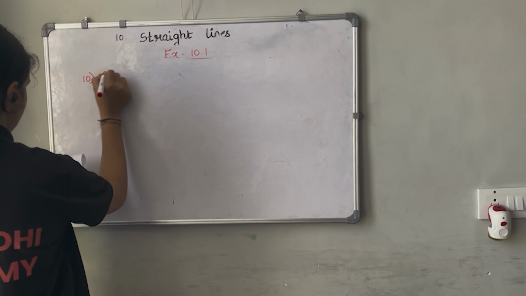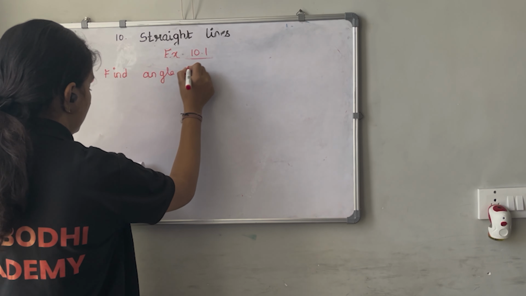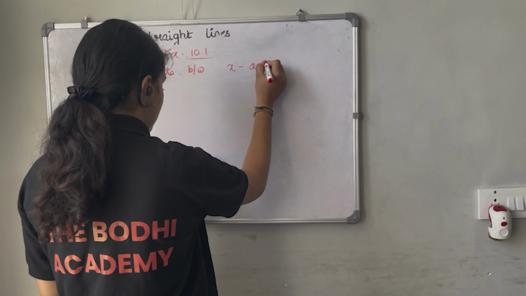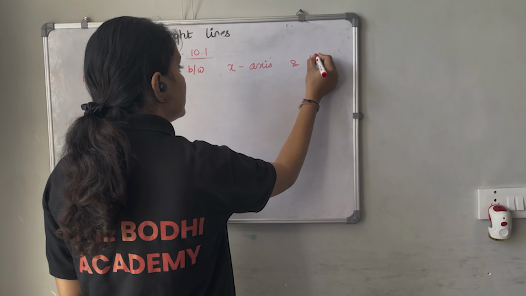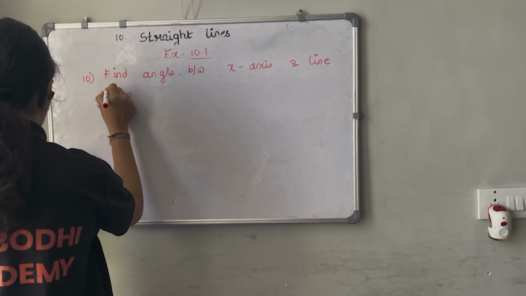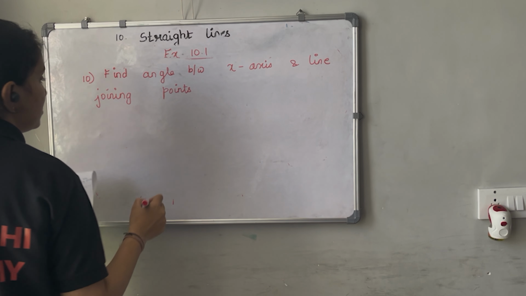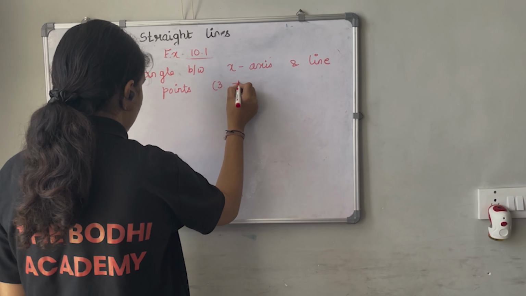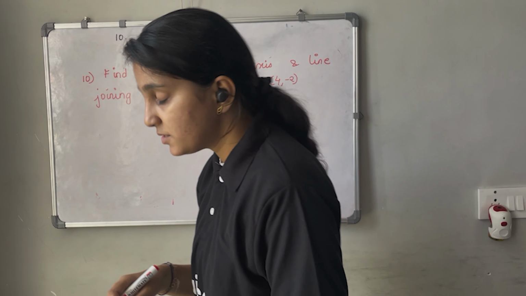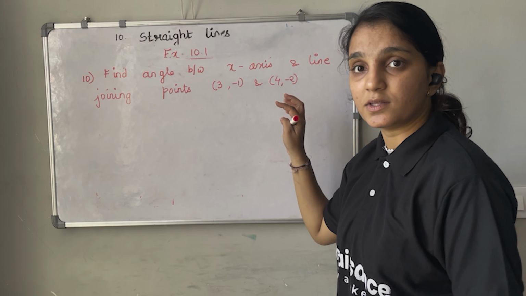Find the angle between the x-axis and the line joining points (3, -1) and (4, -2). First, find the angle between the x-axis and the line joining (3, -1) and this point.